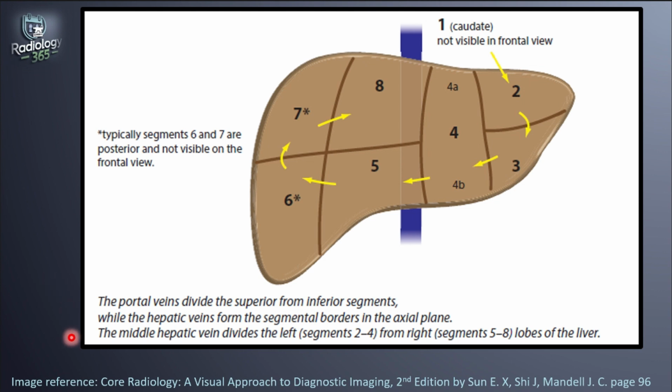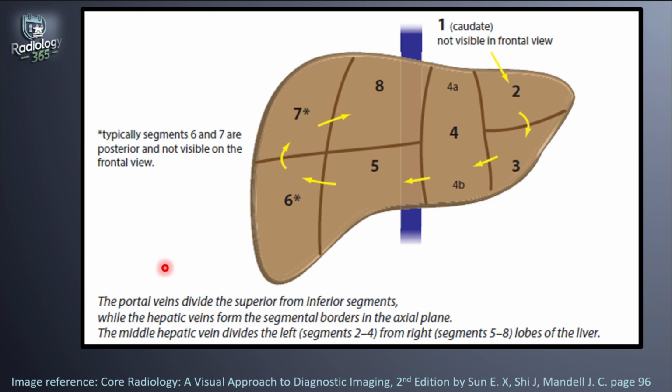Now, the segments are numbered clockwise, starting at the caudate lobe, which is segment 1. And then you move to 2, 3, 4, 5, 6, 7, 8. You've noticed you're just counting in the clockwise direction. And segment 1 is posterior. That's why we are not seeing it as we are looking at the front of the liver. The remaining segments form a circle as we're looking at it in front, so you can see 2, 3, 4, 5, 6, 7, 8, like that. And this visual helps orient us whether we are looking at a CT, an MR, or even surgical anatomy.